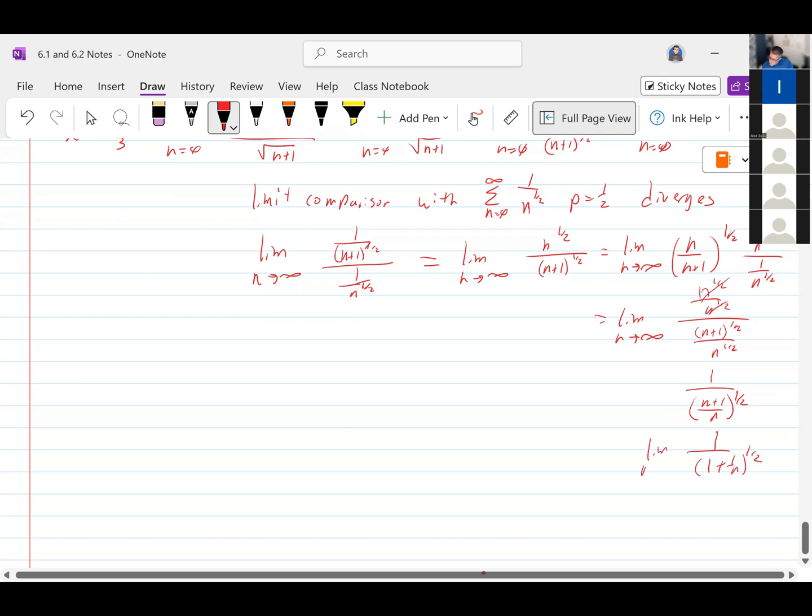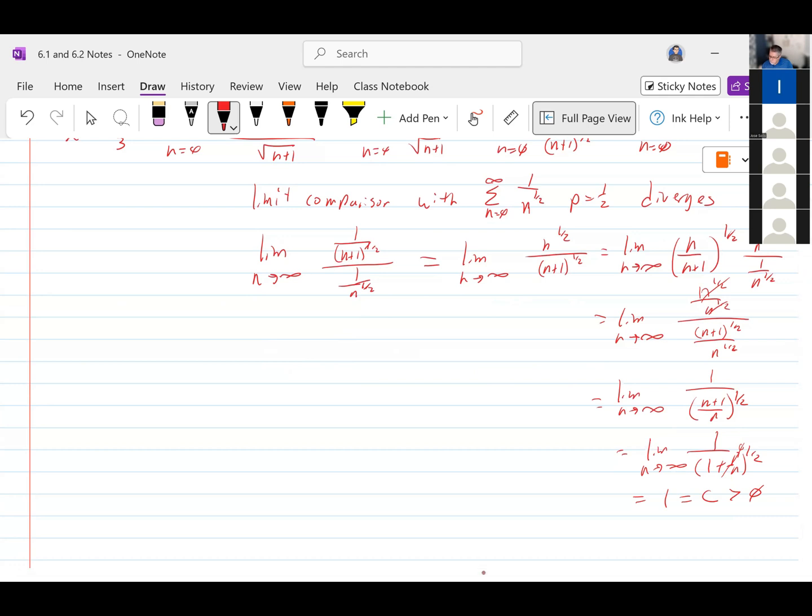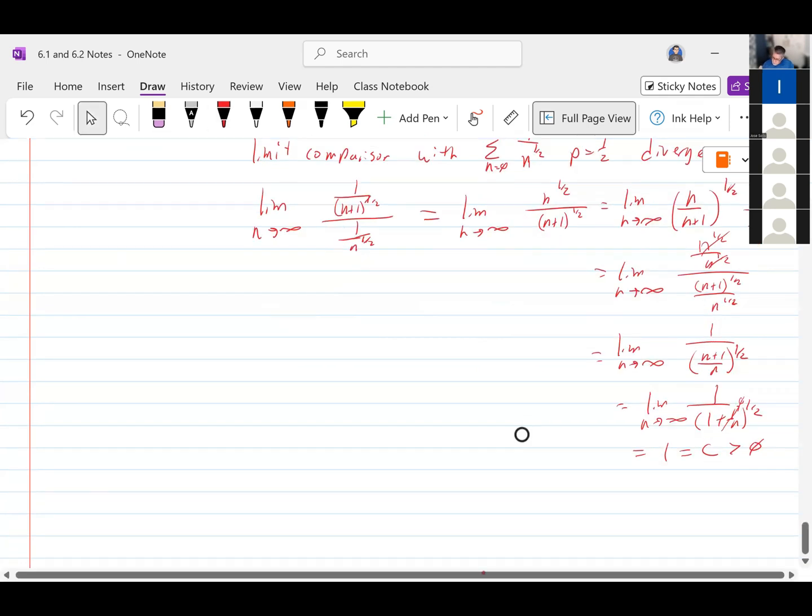Now we take the limit as n goes to infinity. And so this now goes to 0. 1 over n goes to 0, 1 over infinity. And so then I get 1 to the 1/2 over 1. That just becomes 1, which is a constant greater than 0. Okay, so we get a constant greater than 0. And so therefore this converges by the limit comparison test.